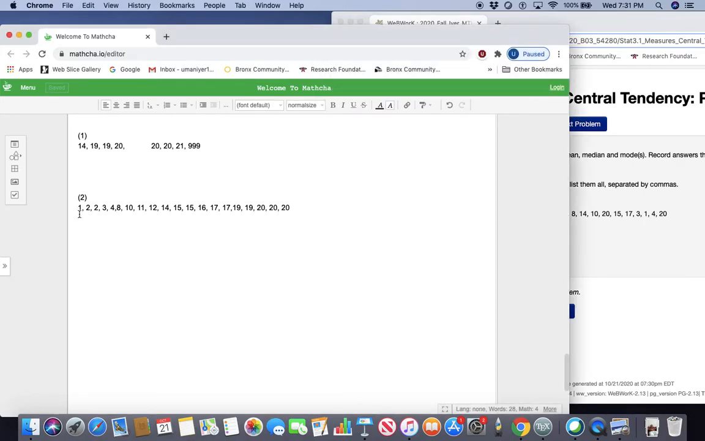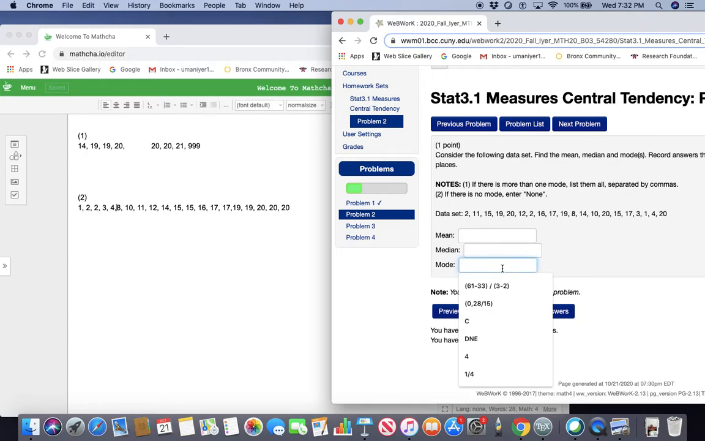1 appears once, 2 appears twice. After 2, everybody else appears once, 15 appears twice. After 15, 17 appears twice, 19 appears twice, 20 appears 3 times. So 20 appears the most number of times. That is your mode.